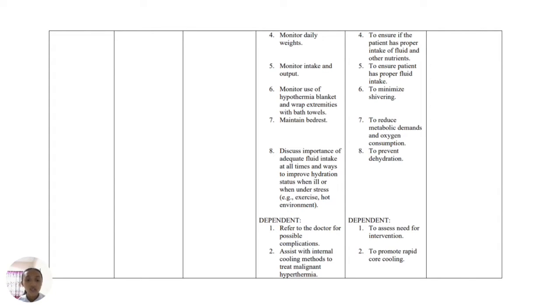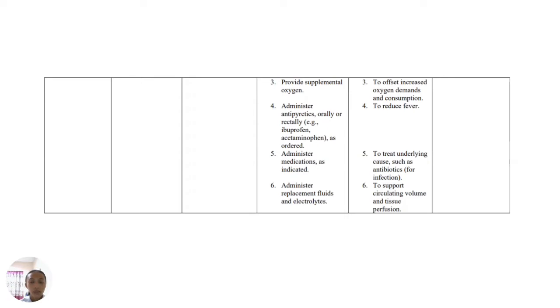So for the dependent interventions, we have to refer to the doctor, of course, for possible complications and in order to assess the need for intervention, and assist with internal cooling methods to treat malignant hyperthermia, to promote rapid core cooling, and provide supplemental oxygen to offset increased oxygen demands and consumption. Administer antipyretics orally or rectally. Example, ibuprofen or acetaminophen as ordered to reduce fever.